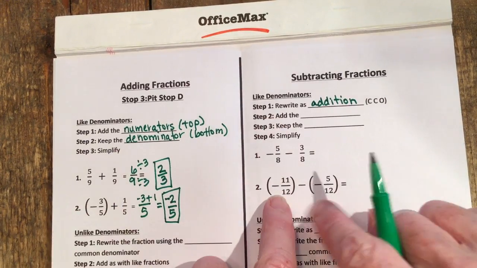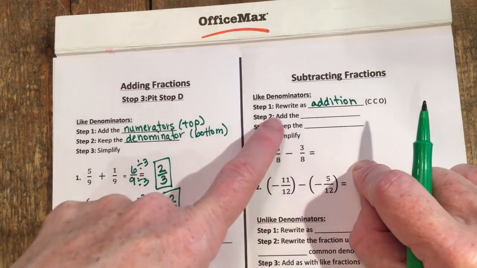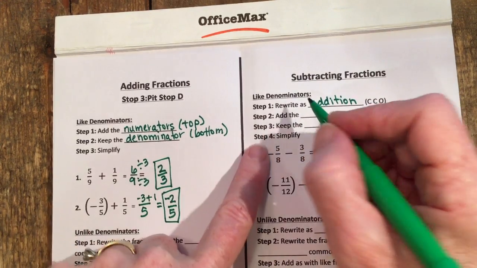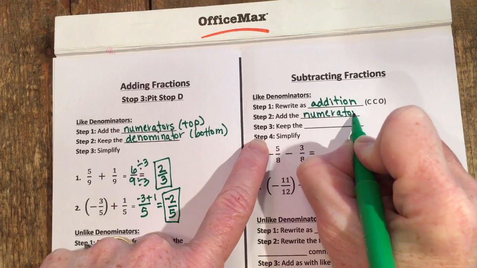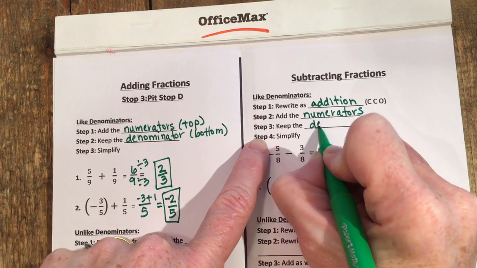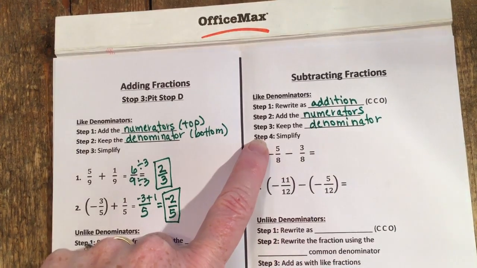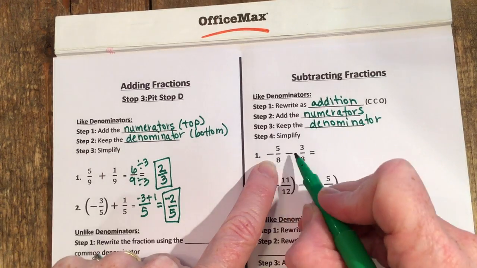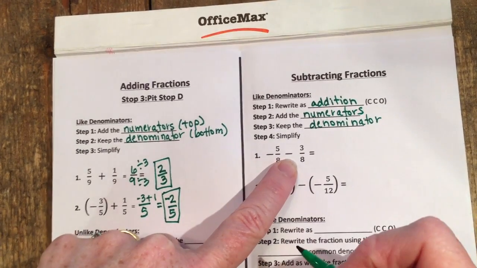Don't forget when you're working with a negative number that you want to do that first. After you've done that, then the steps that follow are just the same as we used before. You're going to add the numerators, keep the denominator, and then simplify. So in this problem, because we have negative 5/8 minus 3/8, the first thing I'm going to do is rewrite the problem as addition.